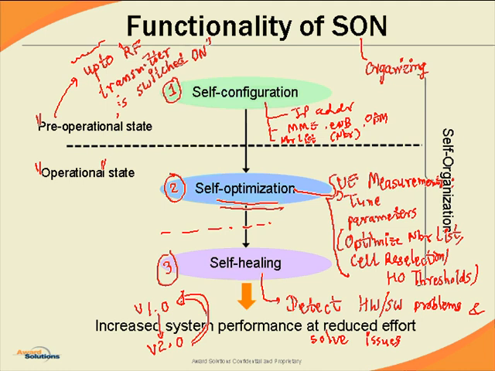So in the SON vision, we have three different aspects: self-configuration, optimization, and self-healing. Those are the three aspects of the vision. So far, our focus has been on two aspects, okay? Self-configuration and optimization.